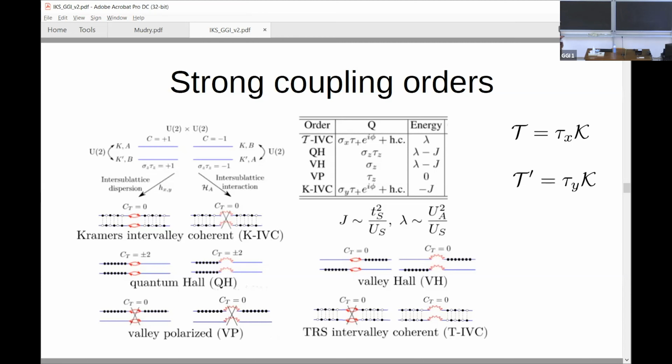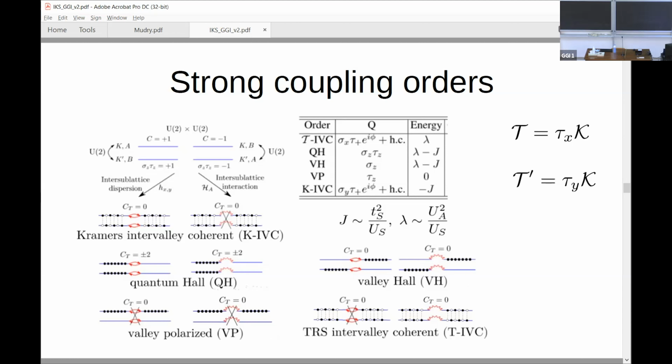And on the level of the inter-sublattice interaction term, which was the sort of highest energy term in the Hamiltonian, all of these five states are exactly degenerate. You can show that they're exact ground states of this Hamiltonian. And to determine which is the true ground state, we need to add these perturbations in again. And these are these terms that I call J and lambda.